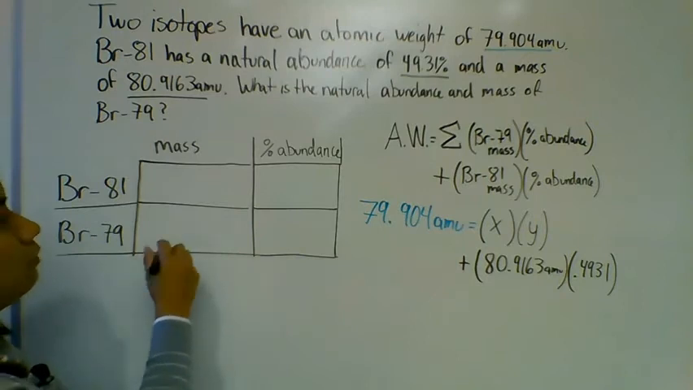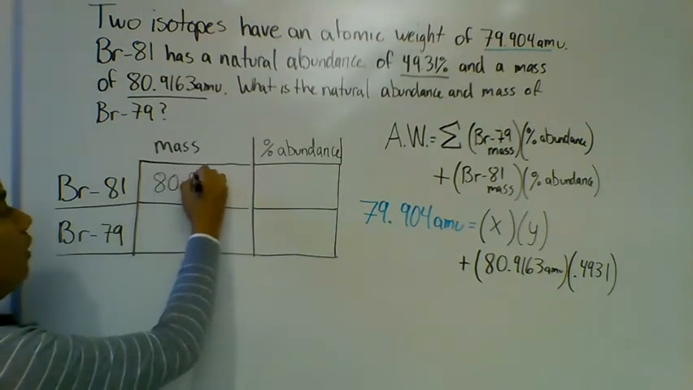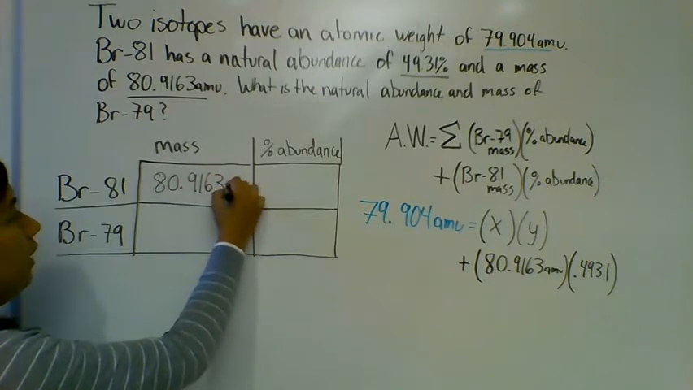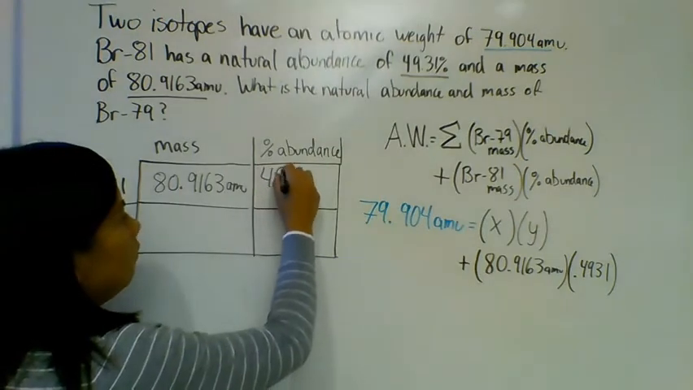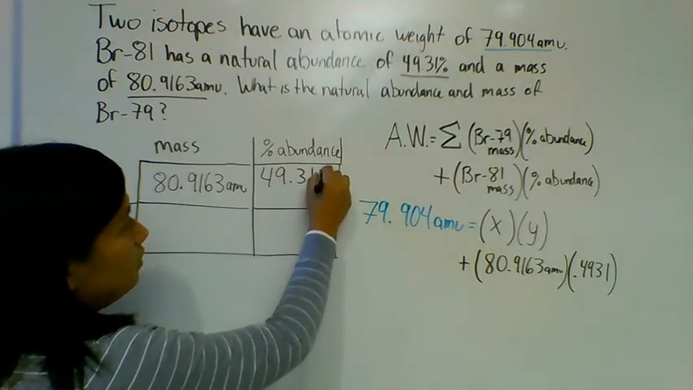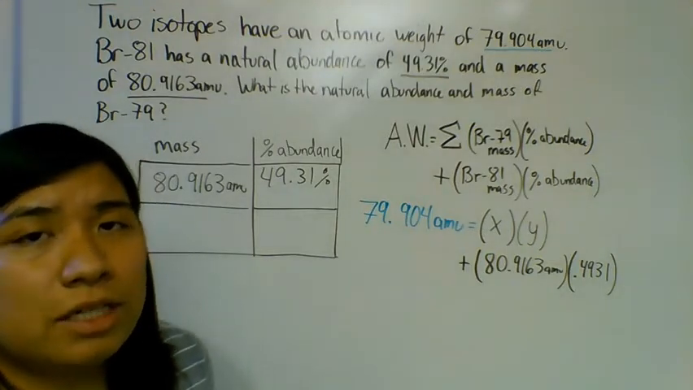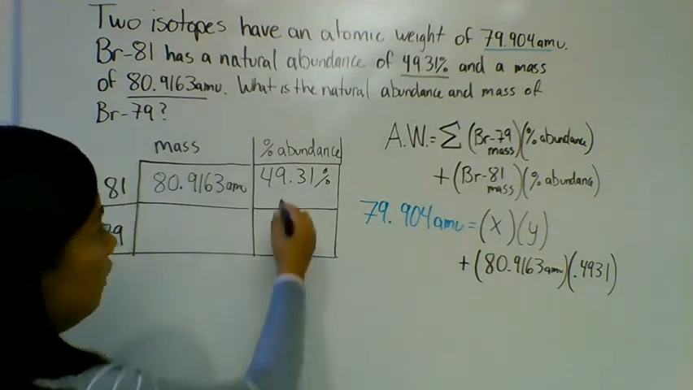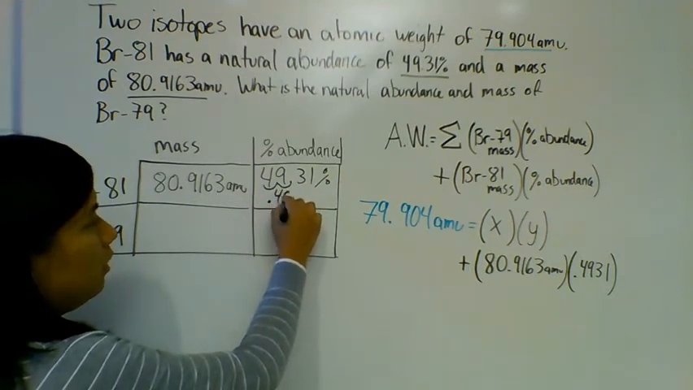We know that the mass for bromine 81 is 80.9163 AMU. We know that the percent abundance is 49.31%. However, this percentage needs to be turned into a decimal. You do that by moving your decimal over twice, so you get 0.4931.